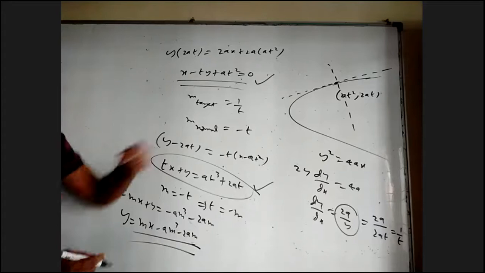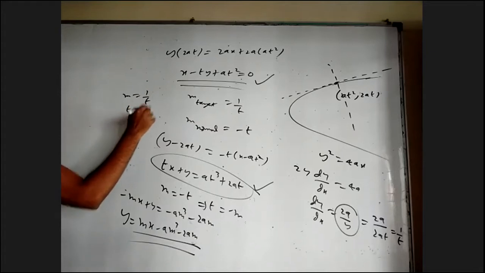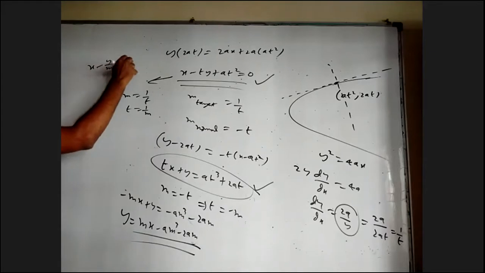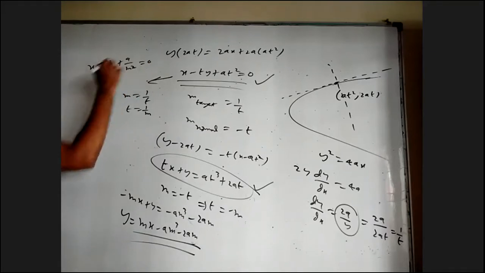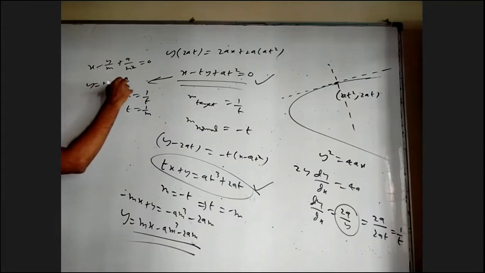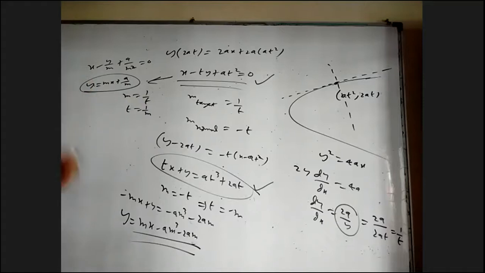The general tangent we already know earlier, but once again, if you want, you can take m = 1/t. Wherever t is there, I have to write 1/m here. Then it will come x - y/m + a/m² = 0. From that, you will get y = mx + a/m. This is a general tangent. This is a general normal having slope m.